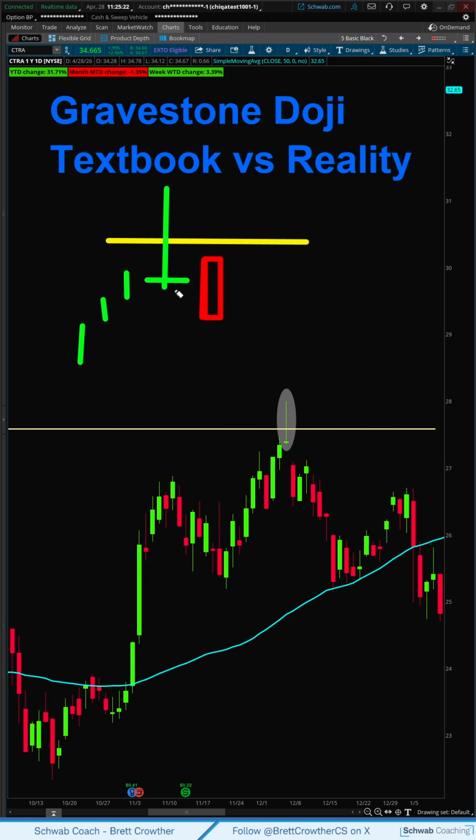Meaning, if this is the low point, we're looking for something to close below that, and then some will use the high point of that as a stop loss, placing a stop loss somewhere up above that area. And let's look at a couple examples. Like here's one right here where you can see that's exactly what happened.